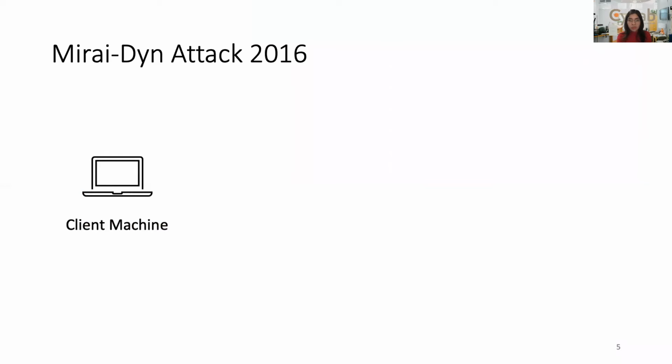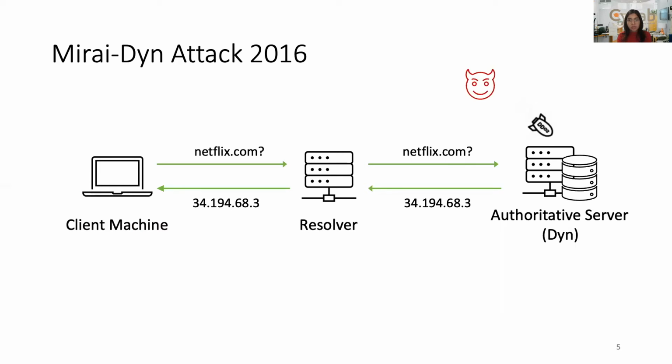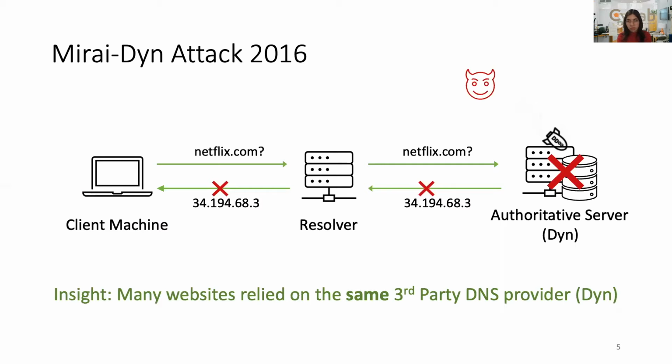This was possible because all these websites, such as Netflix, exclusively relied on Dyn, a third-party DNS provider that acted as their authoritative name server. As a result, when the authoritative name server was down, a lot of websites were inaccessible to millions of users.